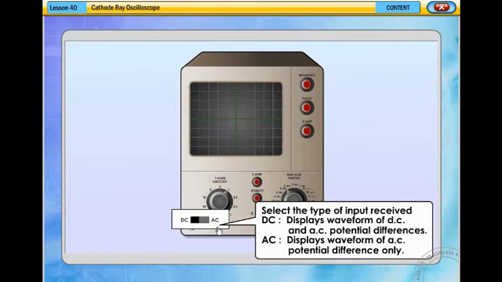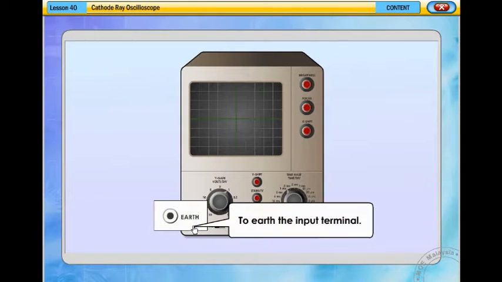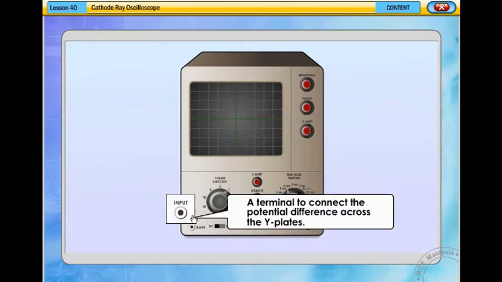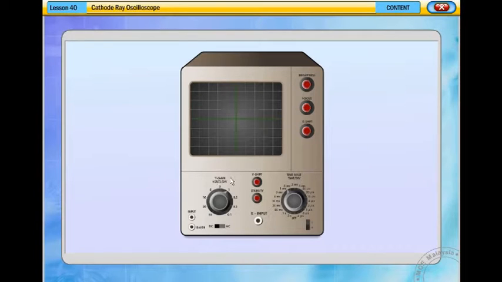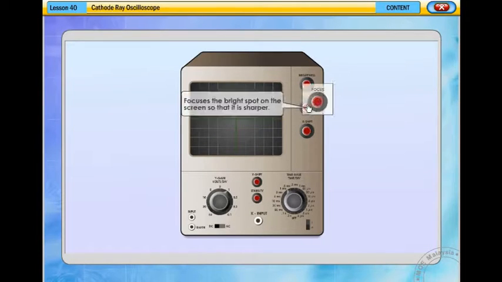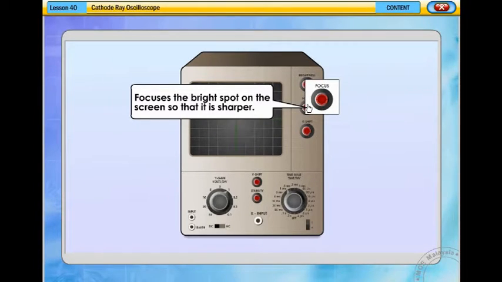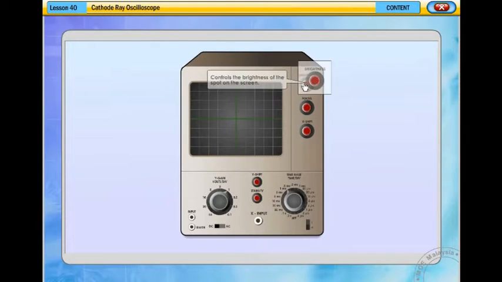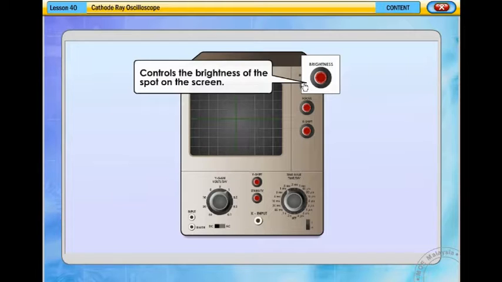AC-DC switch, selects the type of input received. DC displays waveform of the input. Earth, to earth the input terminal. Y input, a terminal to connect the potential difference. X shift adjusts the horizontal position of the bright spot. Focus focuses the bright spot on the screen. Brightness controls the brightness of the spot on the screen.